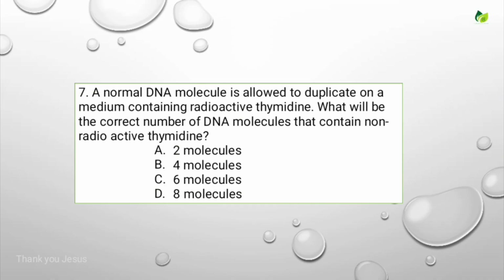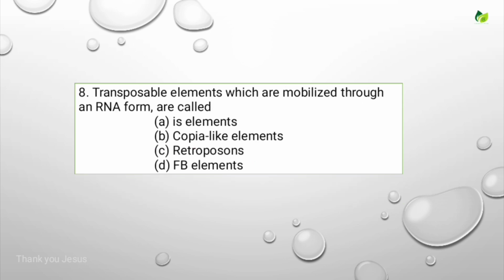A normal DNA molecule is allowed to duplicate on a medium containing radioactive thymine. What will be the correct number of DNA molecules that contain non-radioactive thymine? Options are 2 molecules, 4 molecules, 6 molecules, 8 molecules. For one turn of replication, 2 molecules receive radioactive thymine. Let's see the next question.